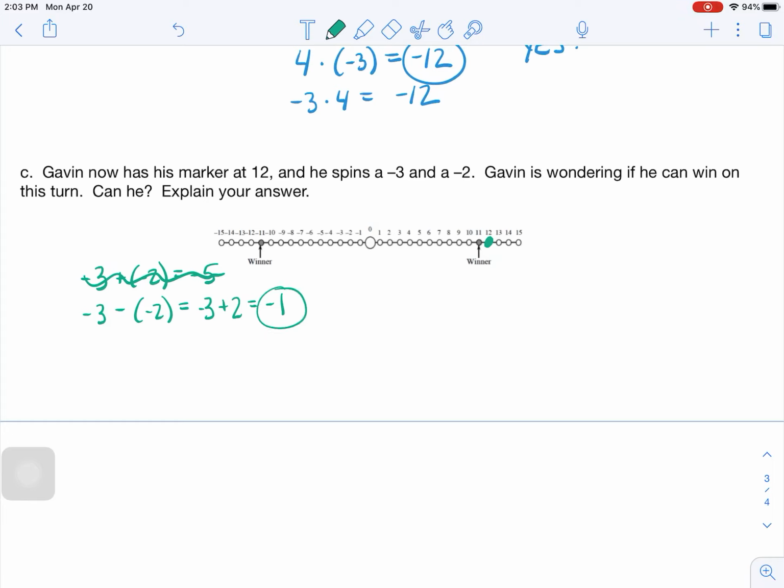Oh wait, for this one, sorry, it's going the wrong direction. This one would work. If I want to go left 1, I'm going to move to the left 1 space. So when I do negative 3, take away a negative 2, that's going to move me 1 space to the left, and I'm going to win on 11, or Gavin's going to win, sorry. So make sure to explain why Gavin can win in this section here, and then go ahead and submit this item to the assignment in Schoology, and you guys are set. Awesome.